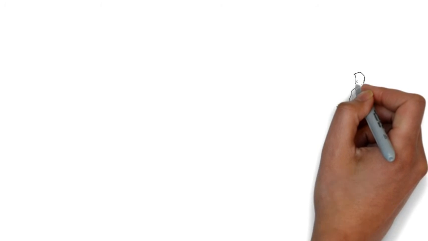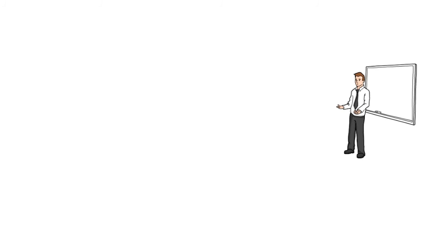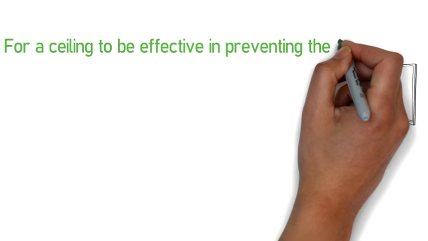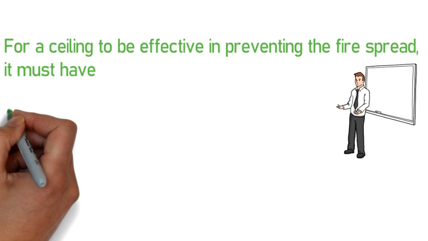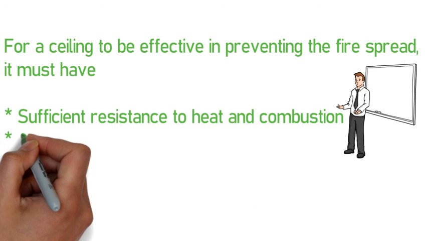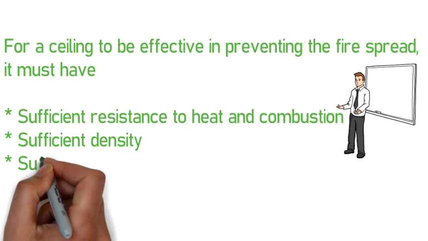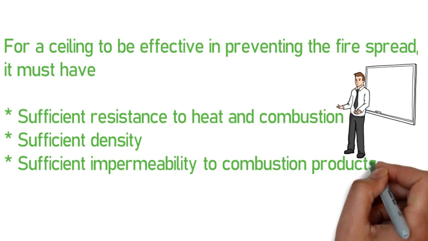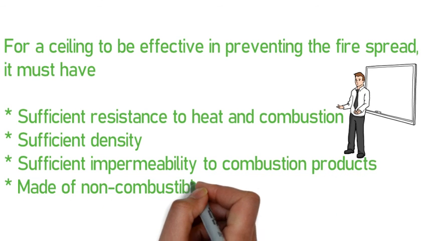For a fire resistant ceiling to be effective, it should have sufficient fire resistance and combustion resistance. Then it should have sufficient density. The fire resistant ceiling should be made with non-combustible materials. It should have sufficient impermeability to combustion products.